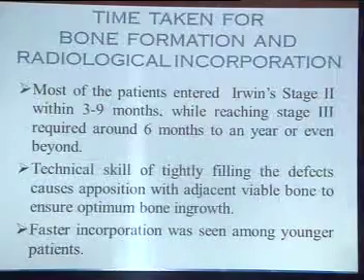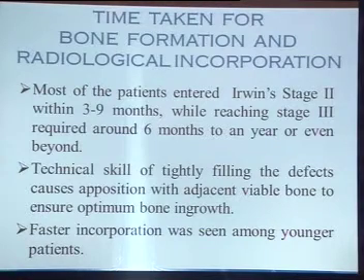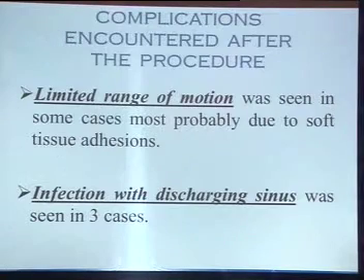Now discussion and conclusion. The time taken for bone formation and radiological incorporation: most of the patients entered Irwin's stage 2 within 3 to 9 months, while reaching stage 3 required around 6 months to a year, even beyond. Faster incorporation was seen among younger patients.